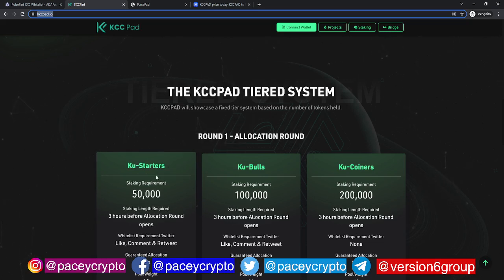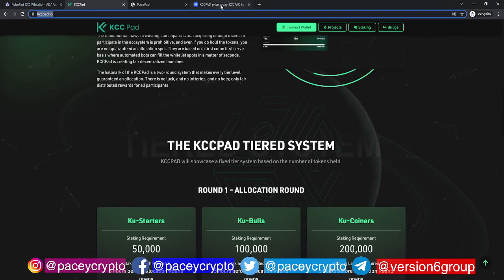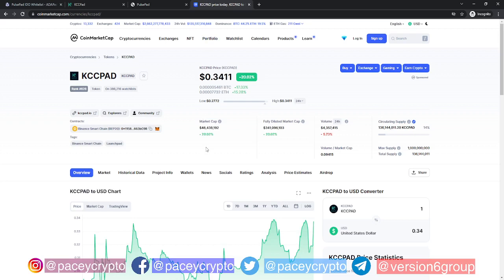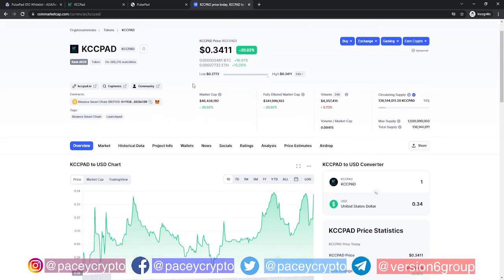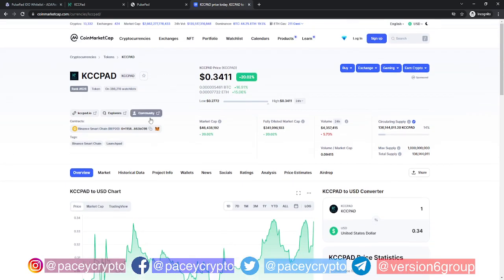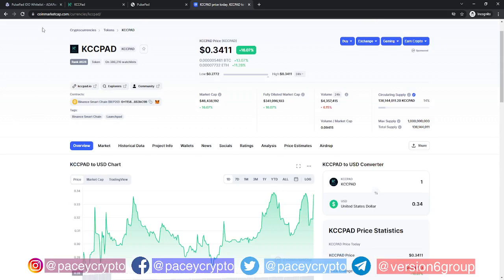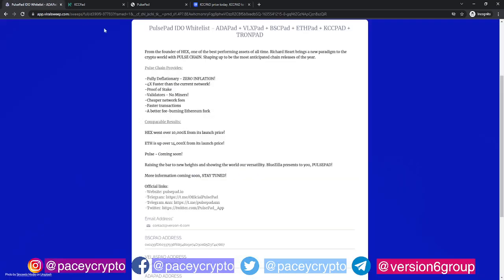Just $1,500. So you see how quickly these things rise in price, and we did see a huge rise in KCCPAD price just recently. Mainly, I think it's because of PulsePad being launched on there. I think PulsePad is really pushing this price up, and you're going to see it continue to go up as we get closer to the PulsePad IDO.